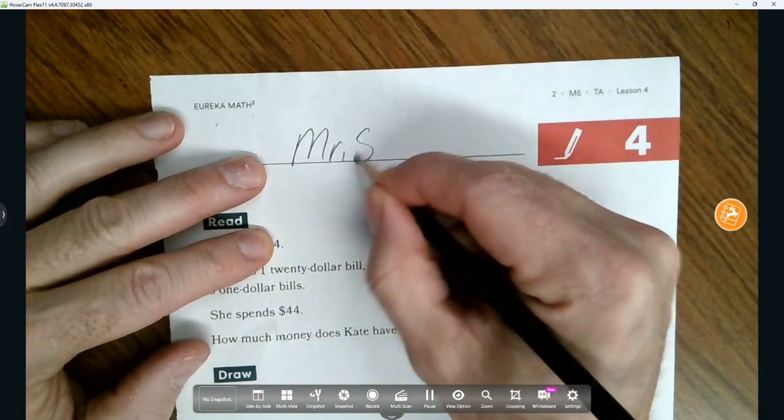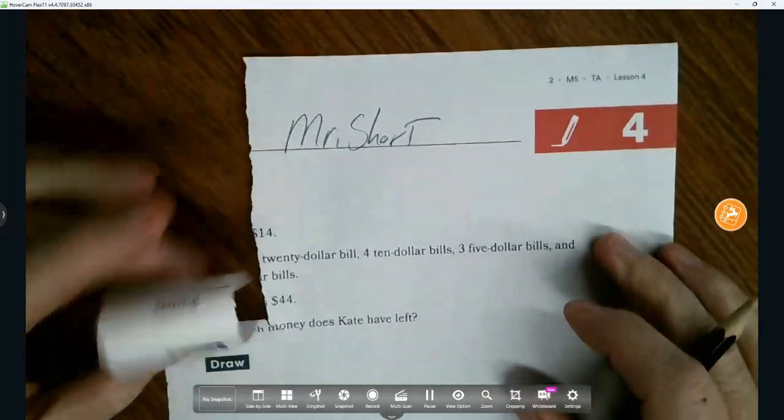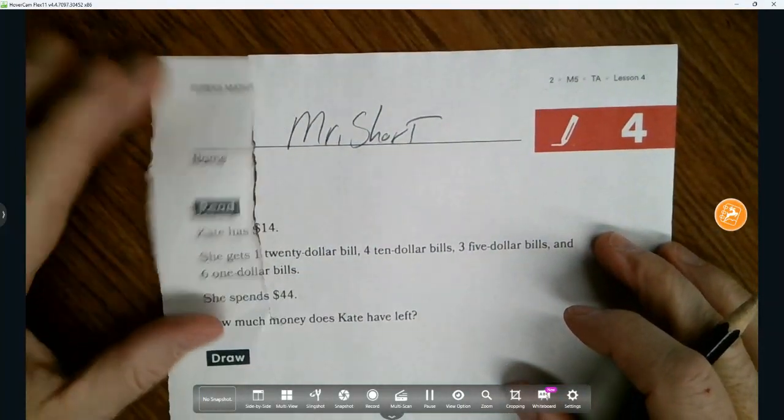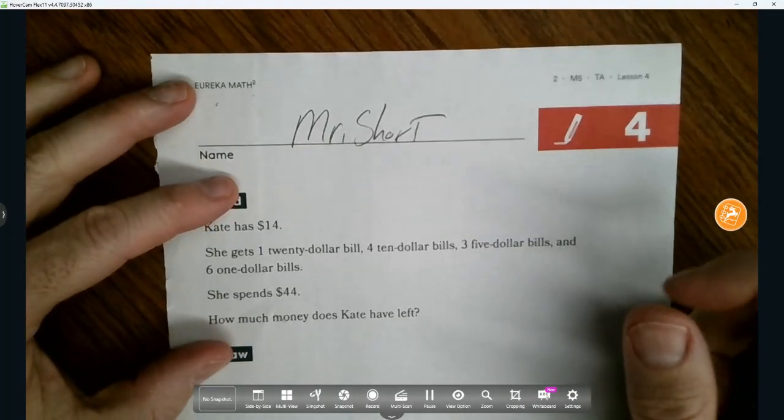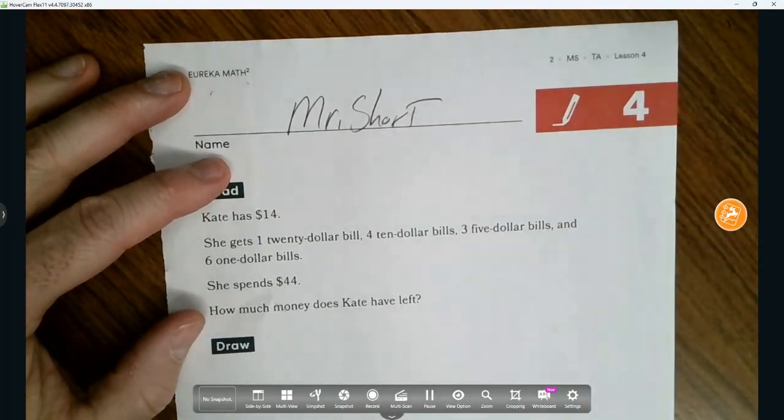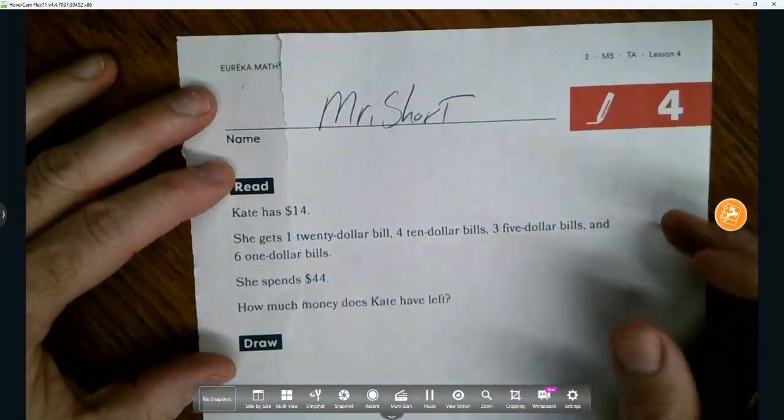I am Mr. Short, and I ripped the paper today. So if it looks messed up, yeah, I was going too fast. I know, I should slow down, but I didn't. So anyhow, we got page 19 today, and there is no page 20. It is blank on the back.